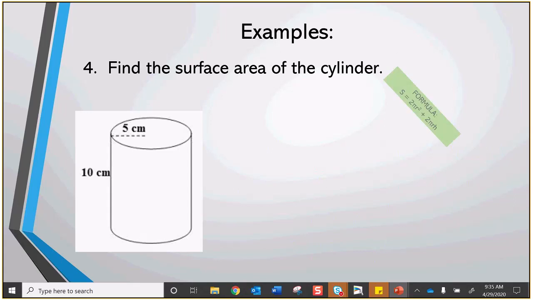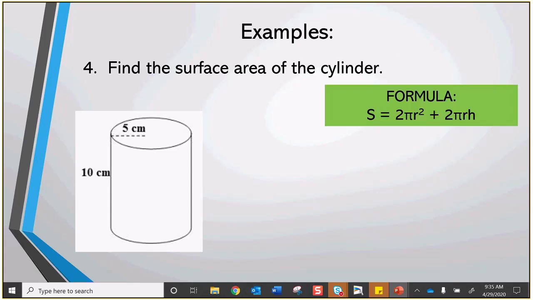Okay, so here's your cylinder. Here's your formula. I'm going to give you, I don't know, 3 or 4 minutes. I would like you to try to calculate the entire surface area of that cylinder and see how you do. Don't share any answers yet.